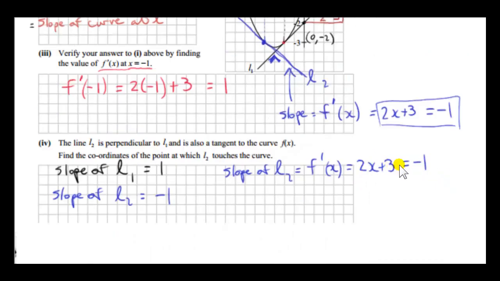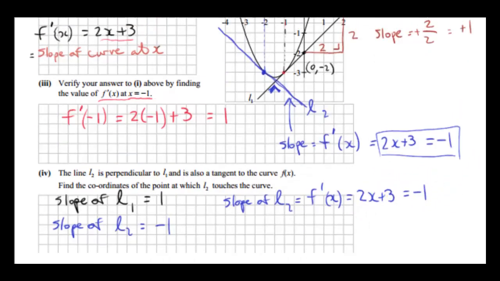So we are working backwards. We know the slope of the tangent to the curve at some point x. The coordinates of this point are going to be x comma f of x. The y value is given by the equation of the curve, f of x, which is the quadratic function involving x squared.